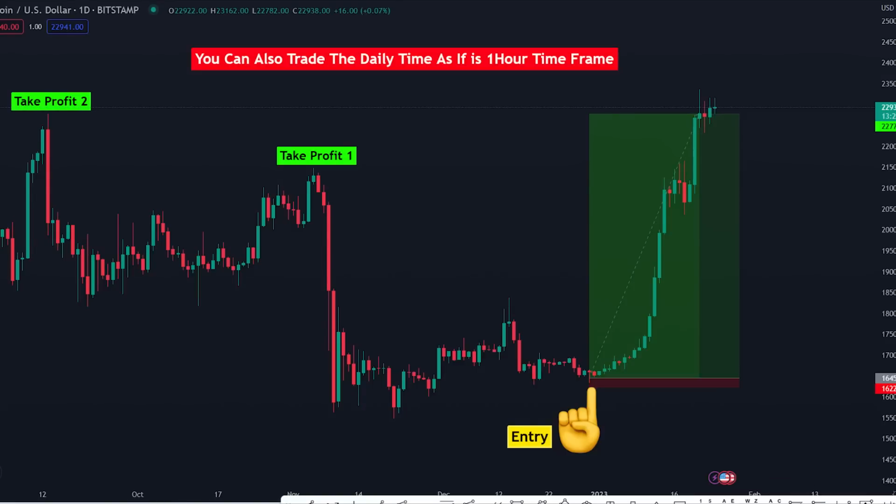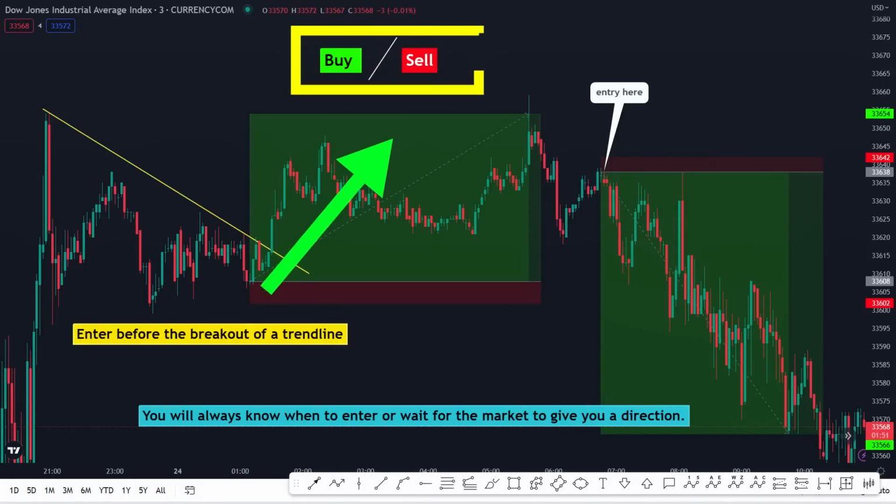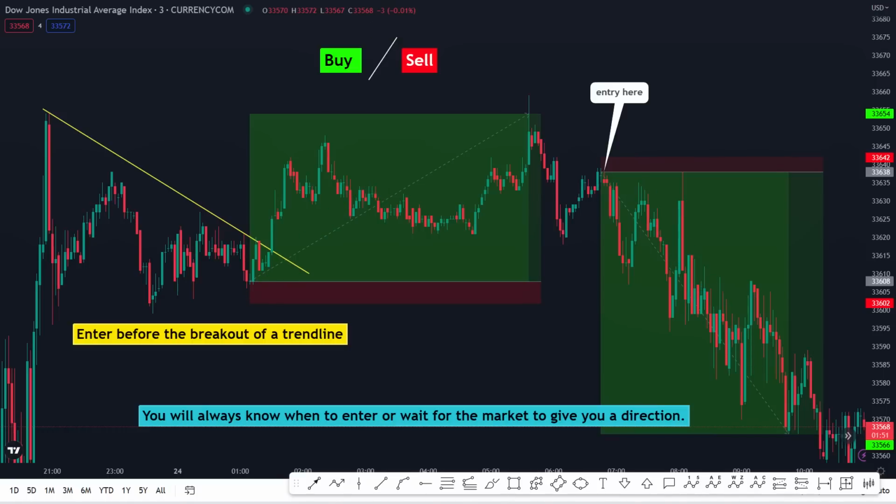In this video you will learn to enter with a small stop loss and take profit levels. You will also learn where to buy or sell in different market conditions, so you will never be confused if the market is bullish or bearish. There will always be something for you to trade.